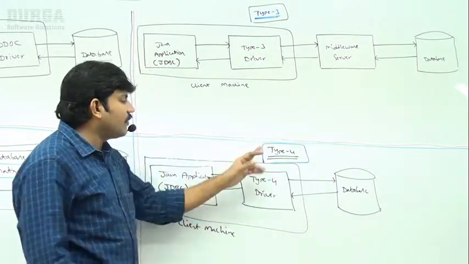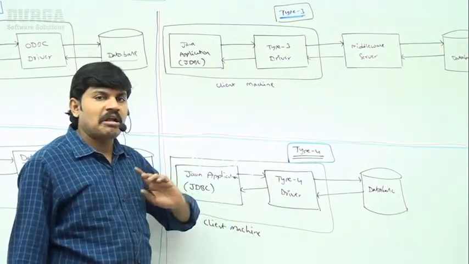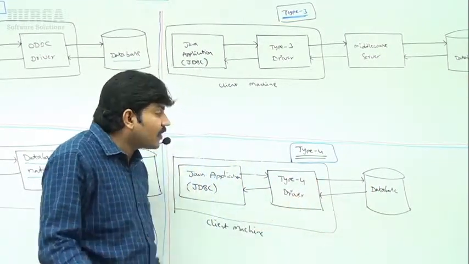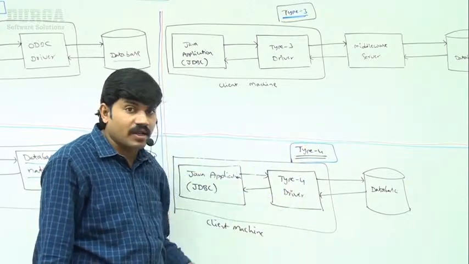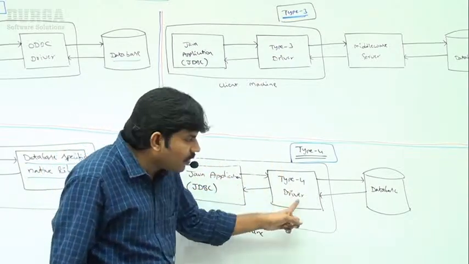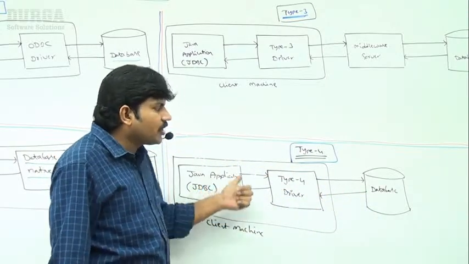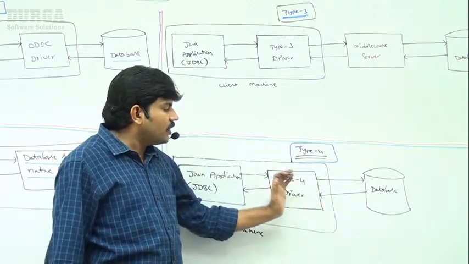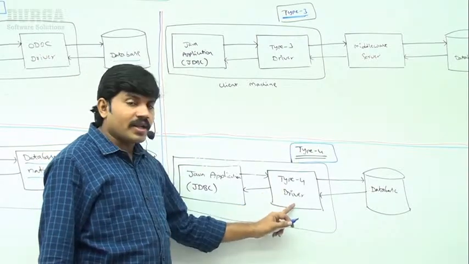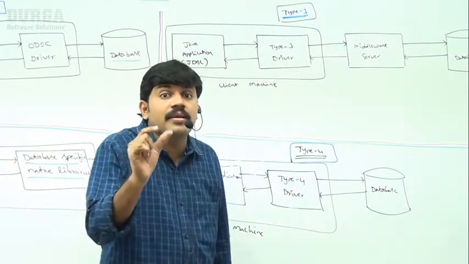Next, I covered the type 4 driver also. The biggest advantage of the type 4 driver is that it communicates directly with the database. It never uses an ODBC driver, database specific libraries, or a middleware server like the remaining drivers. Remember, the Java application communicates with the type 4 driver, and the type 4 driver communicates with the database. So the type 4 driver converts JDBC calls directly into database specific calls. Performance is very good. Next, the type 4 driver never requires any extra component to communicate with the database. That's why it is also known as a thin driver.